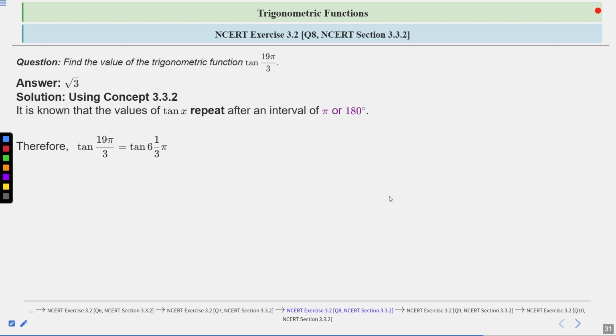Therefore, tan 19 pi upon 3 can be written as tan 6 and 1 upon 3 pi, which is equal to tan 6 pi plus pi by 3, right? Now we know that tan 6 pi plus pi by 3 will be equal to tan of pi by 3. Now we know that tan of pi by 3 is basically tan of 60 degree, which is equal to root 3. So the correct answer will be root 3, right?